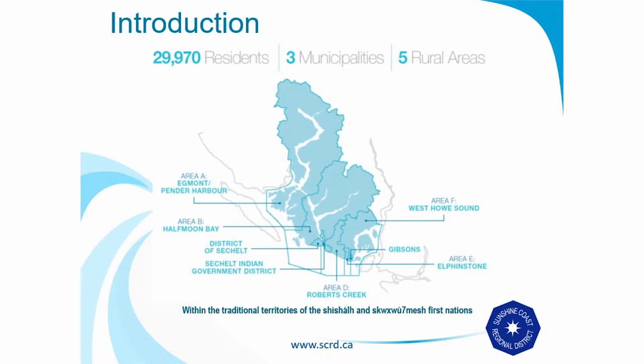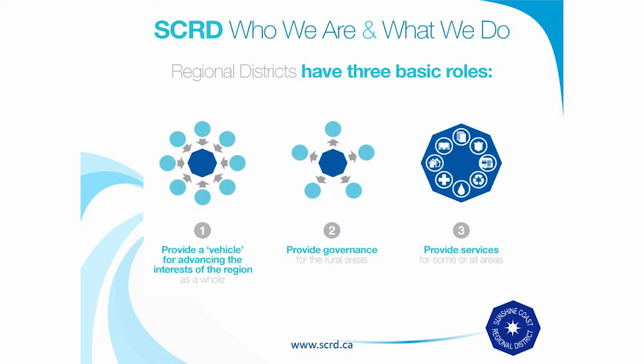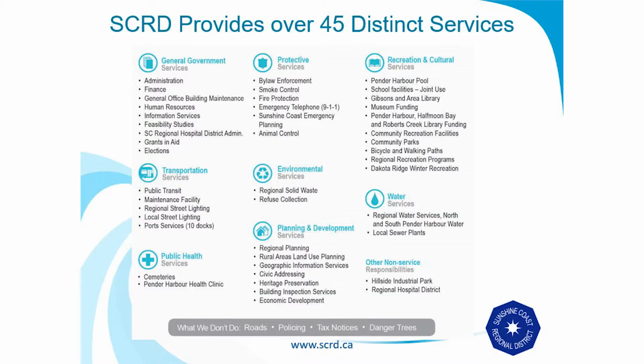So the Sunshine Coast Regional District serves a population of almost 30,000 people. We have 5 rural areas and 3 member municipalities, and we're within the traditional territories of the Sechelt and Squamish First Nations. The Regional District has 3 basic roles: to advance regional interest, provide governance for the rural areas, and to provide services either regionally or locally. The SCRD provides over 45 distinct services with over 100 different functional area budgets. It's also important to note what we don't do, such as roads and policing.